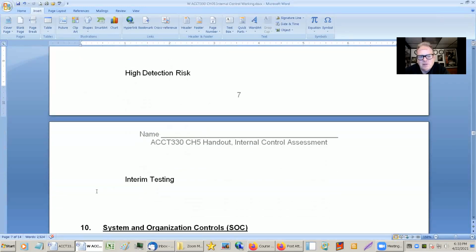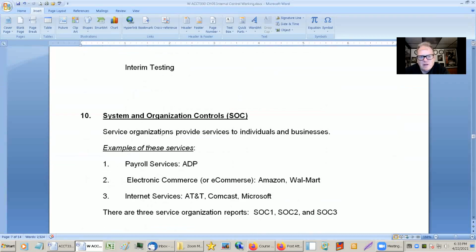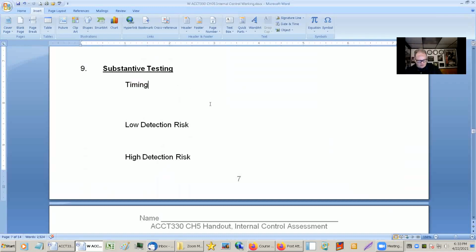Substantive testing. Okay, so this is testing for dollars, and it's only for testing dollar amounts. We don't care whether it was authorized correctly or not. We have bad attitudes. But you're just looking to see if the financial statements are free of material misstatements and fairly presented. So you're only looking at the dollar amounts, not the grand totals.